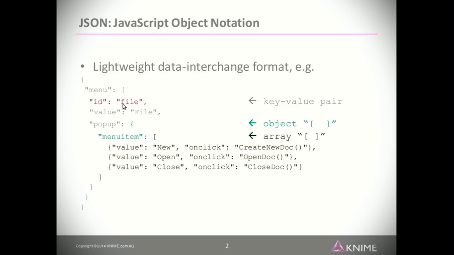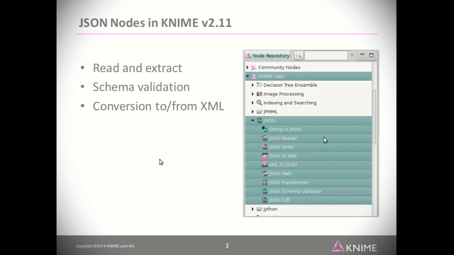It basically consists of key value pairs, like in this example, ID mapping to file, whereby the value can be either some primitive value or be a complex JSON child object, like shown here for popup, or even an array of elements. The nodes available in 2.11 allow you to read JSON files and extract information from it.